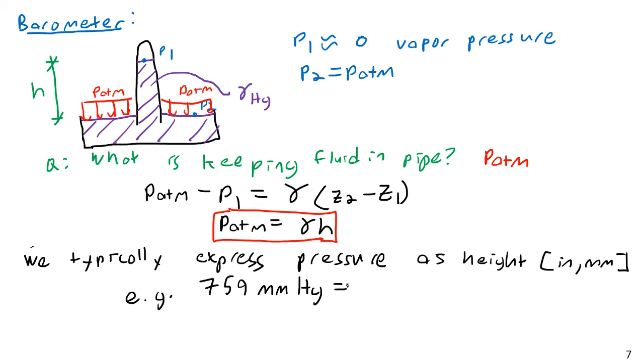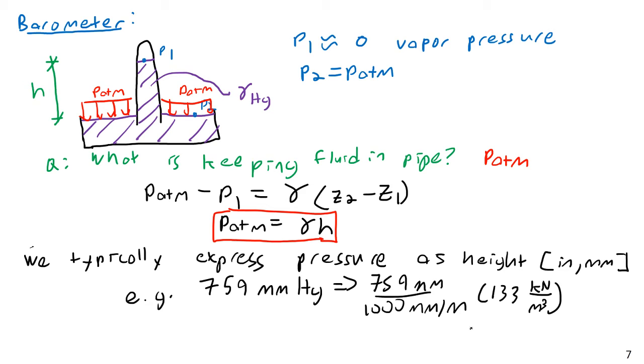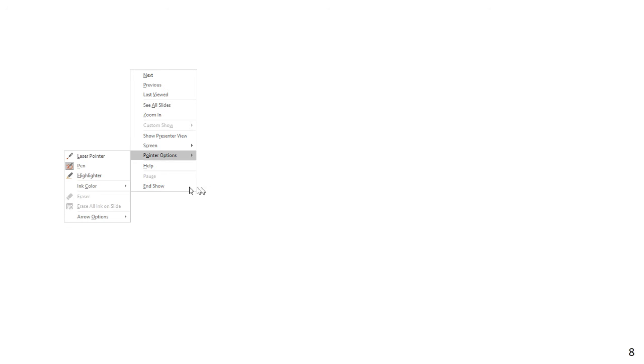So, again, this is going to be 759 millimeters over 1,000 millimeters per meter times the specific weight of mercury, which is 133 kilonewtons per cubic meter, which is going to be 101 kilopascals. So that's atmospheric pressure.